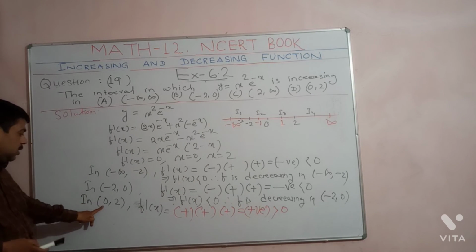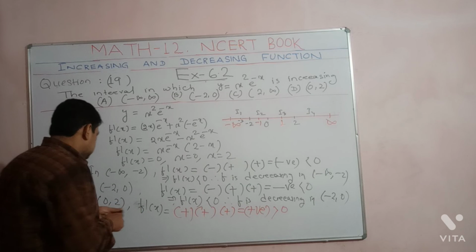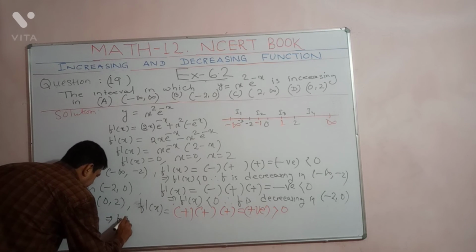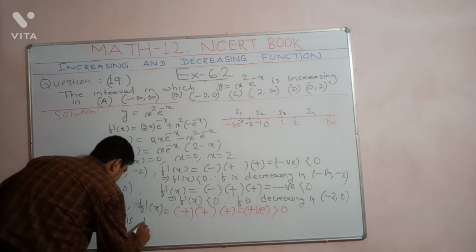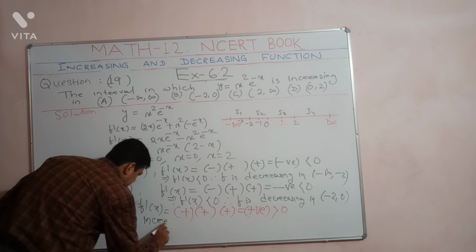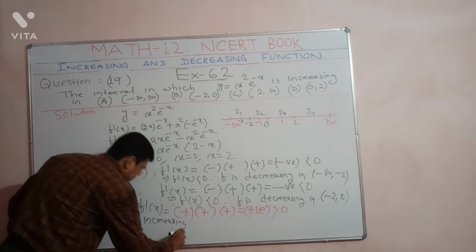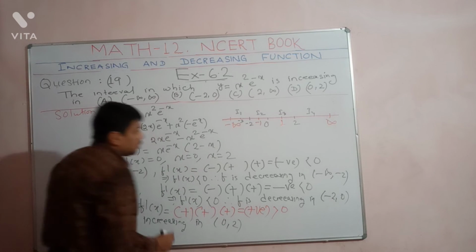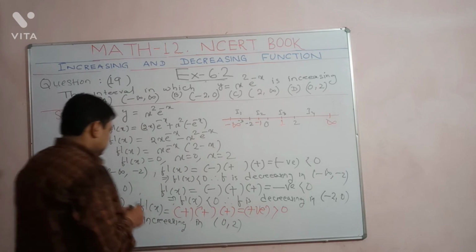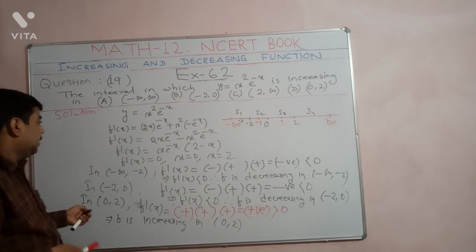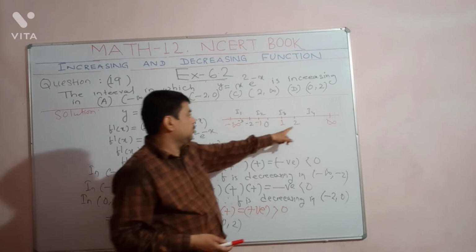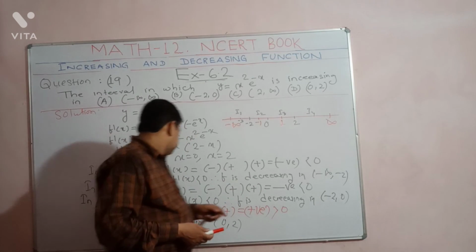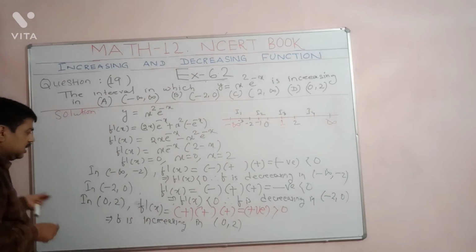It means f dash x is greater than 0, yes or no? So in the open interval 0 to 2, f dash x is greater than 0. That implies f is increasing, yes or no? Increasing function in the interval 0 to 2, understand or not? And the next, last interval is 2 to infinity.